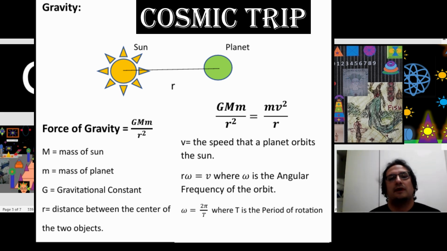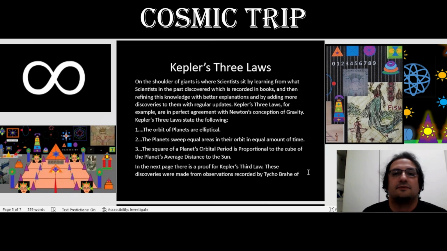So when we talk about gravitation and we're talking about planets, we're also talking about Kepler's three laws. On the shoulders of giants is where scientists sit, by learning from what scientists in the past discovered, which is recorded in books, and then refining this knowledge with better explanations by adding more discoveries to them with regular updates. Kepler's three laws, for example, are in perfect agreement with Newton's conception of gravity.